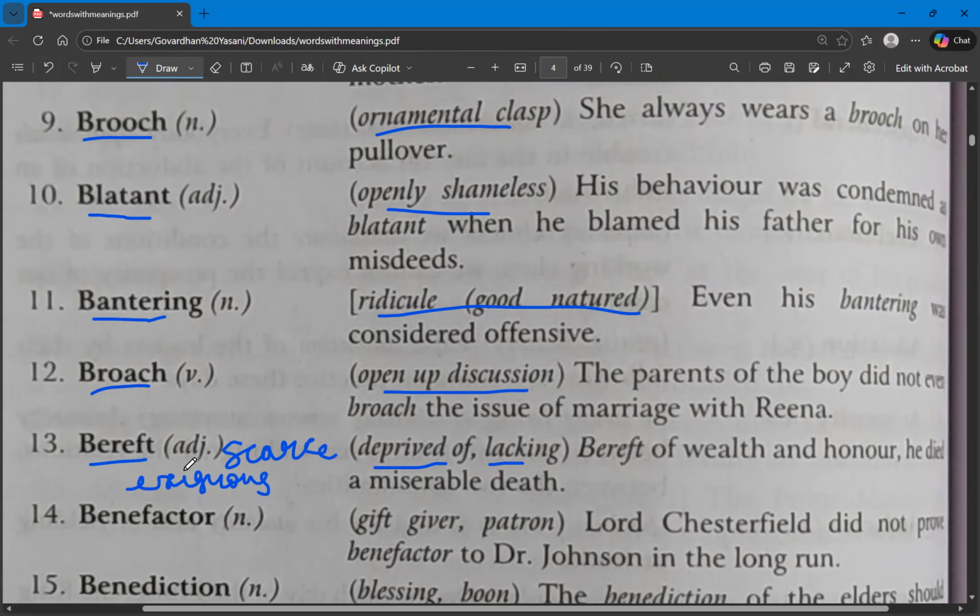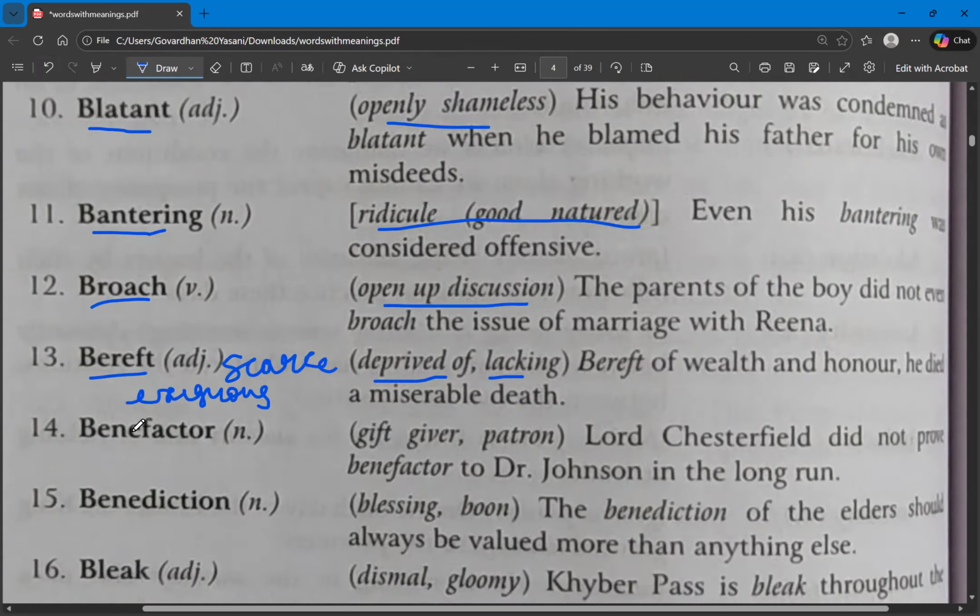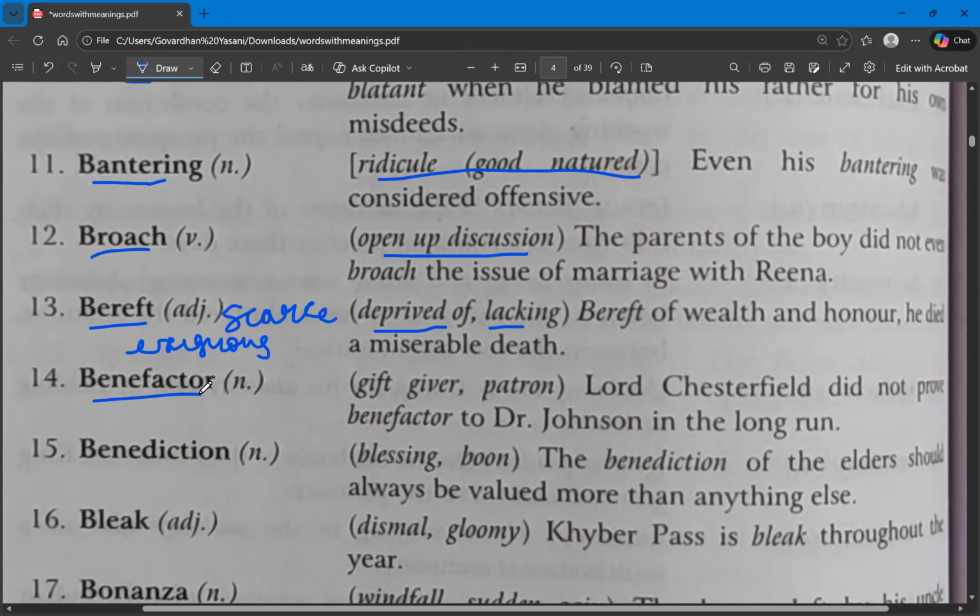These are the synonyms for the word bereft. The next one, benefactor. Someone who gifts something to people is called benefactor, whereas the people who receive that are called beneficiary. So this is the difference between benefactor and beneficiary. Benefactor means someone who gives the gifts, whereas beneficiary means who takes the gifts. Beneficiary takes the gifts, benefactor gives the gifts.